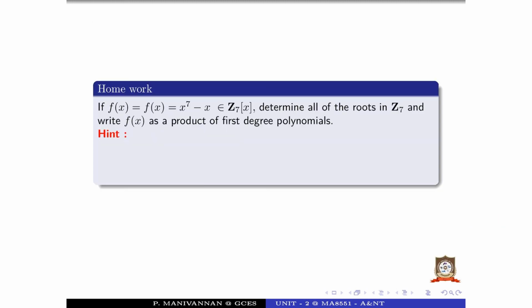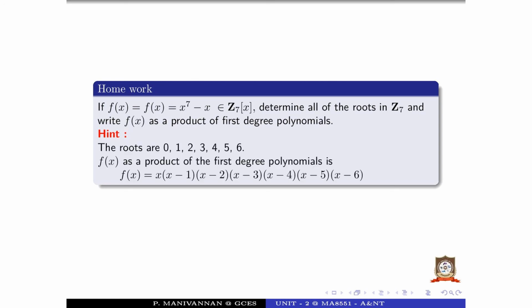Then it is the homework. f(x) = x^7 minus x belongs to Z7[x]. Determine all the roots in Z7 and write f(x) as a product of first degree polynomials. The roots are 0 to 6, which we have to prove, and f(x) is equal to the product of first degree polynomials.